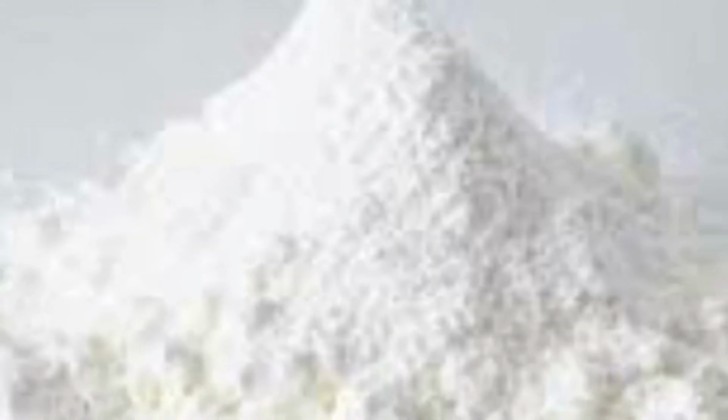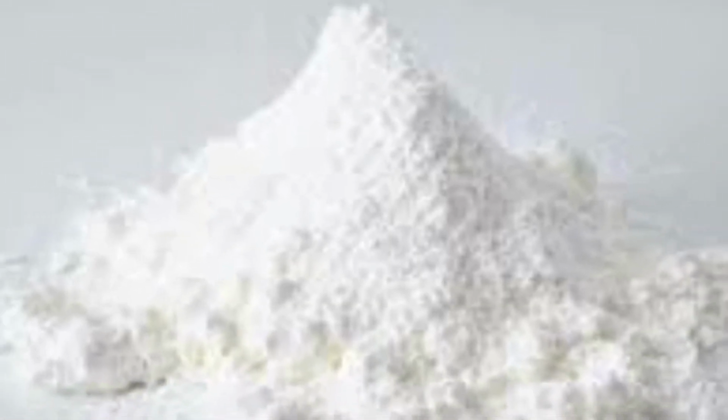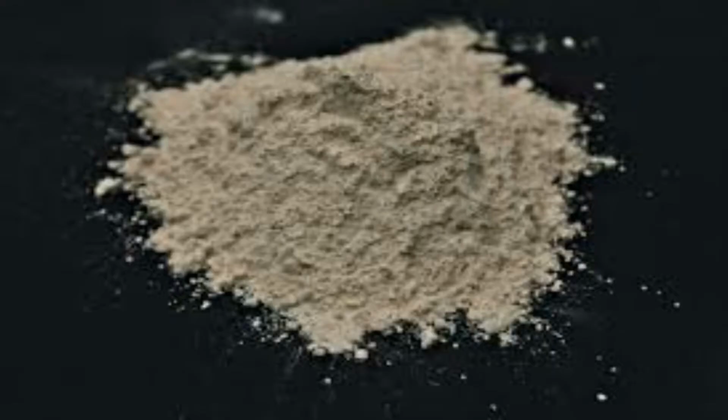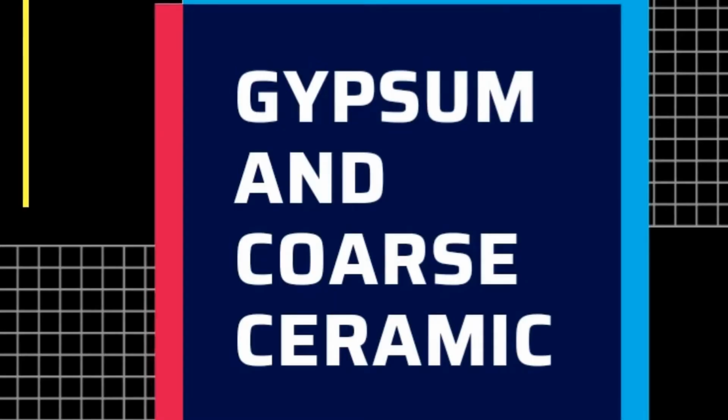The second one, we have white cement. It is obviously white in color, and this is a low iron oxide Portland cement. The last one, we have Sorel cement. Sorel cement is made up of magnesium oxide and also magnesium salt.